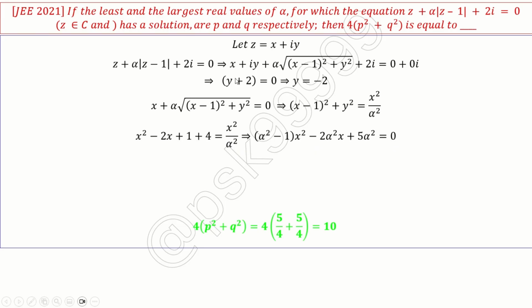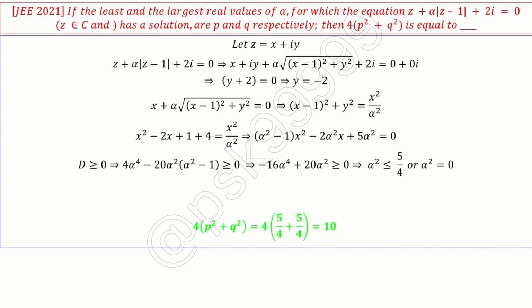When will we get a solution of this one? This quadratic equation will have a solution if its determinant is greater than or equal to 0. Correct? So what is the determinant? Nothing but (2 alpha square) whole square minus 4 times 5 into (alpha square minus 1), that is 4 alpha power 4 minus 20 alpha square into (alpha square minus 1). This is greater than or equal to 0. If I simplify, I'll get minus 16 alpha power 4 plus 20 alpha square greater than or equal to 0.